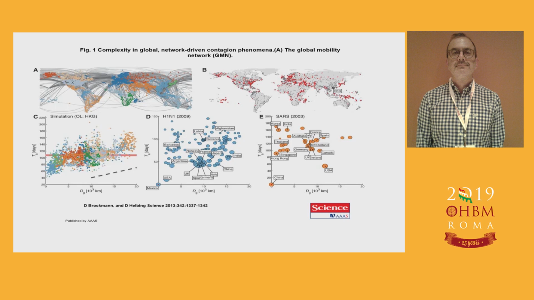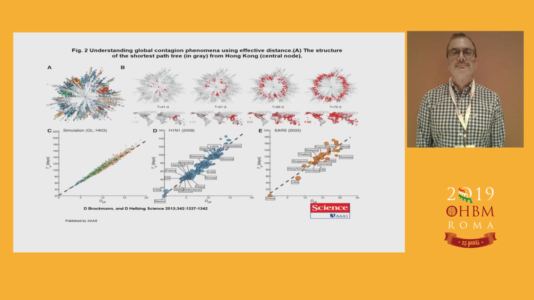What you can do with this is measure the arrival time of the virus. If the infection starts in a city, when does it arrive at every other city in the world? And you can see that physical distance is pretty poor at predicting arrival time. However, if instead of looking at physical distance, you look at topographical distance based on air travel, you get a very strong correlation between arrival time and connectivity via air travel.